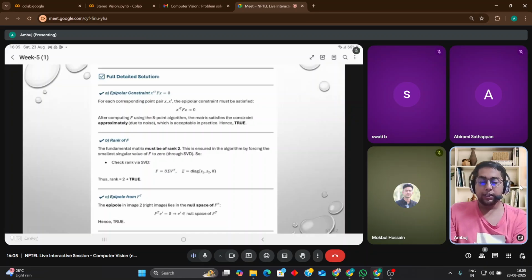Then the epipole from F transpose. The epipole in image 2 lies in the null space of F transpose. F transpose E dash equals 0, hence E dash belongs to the null space of F transpose. Hence the statement is true.